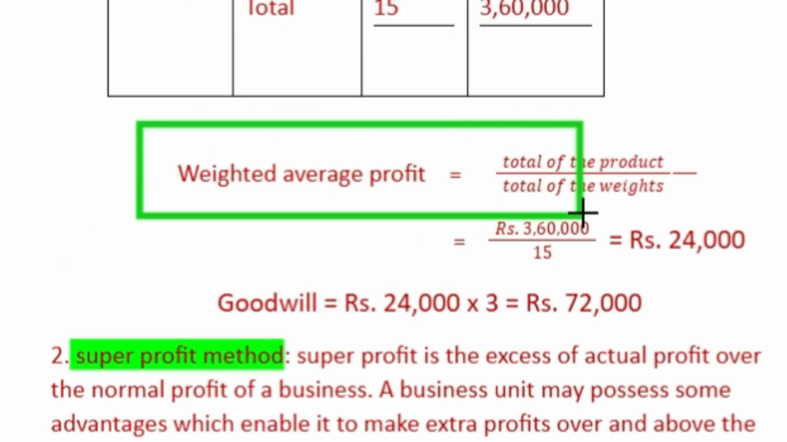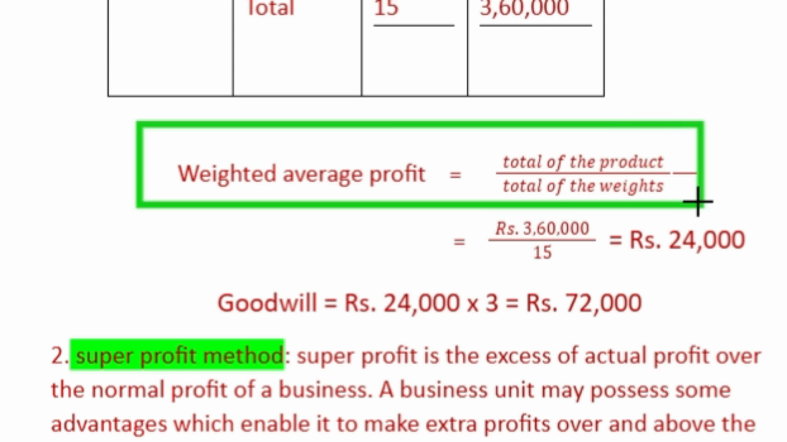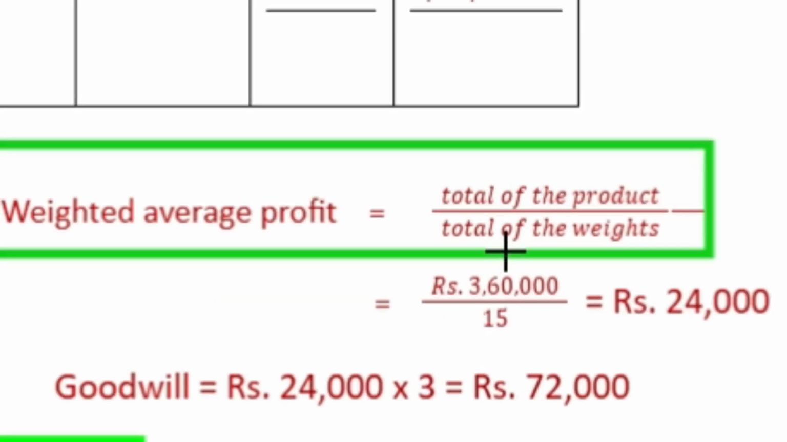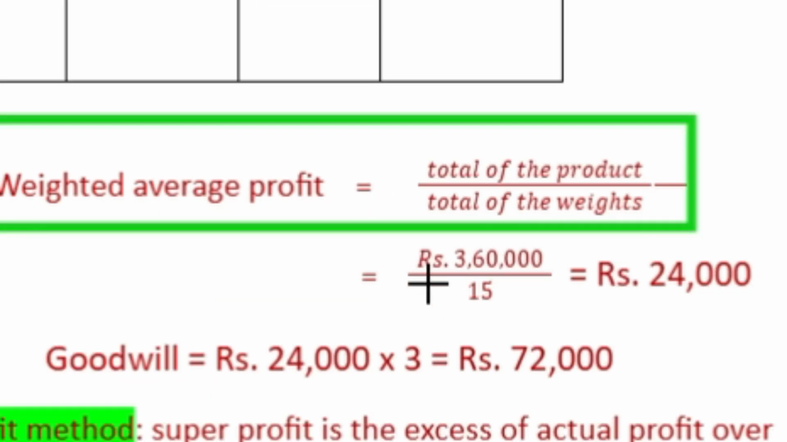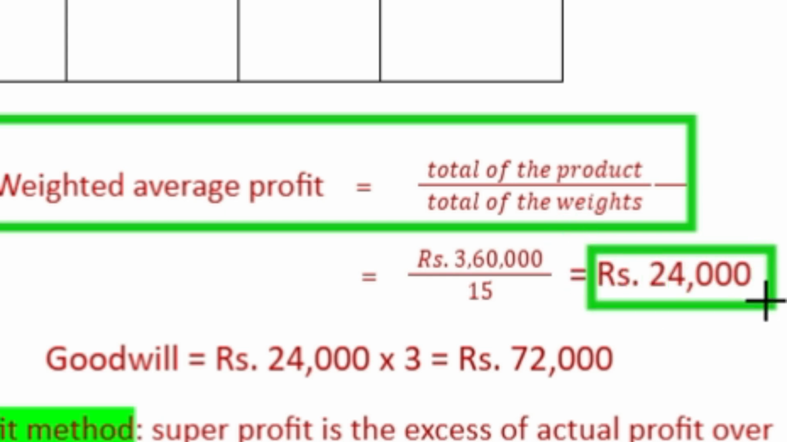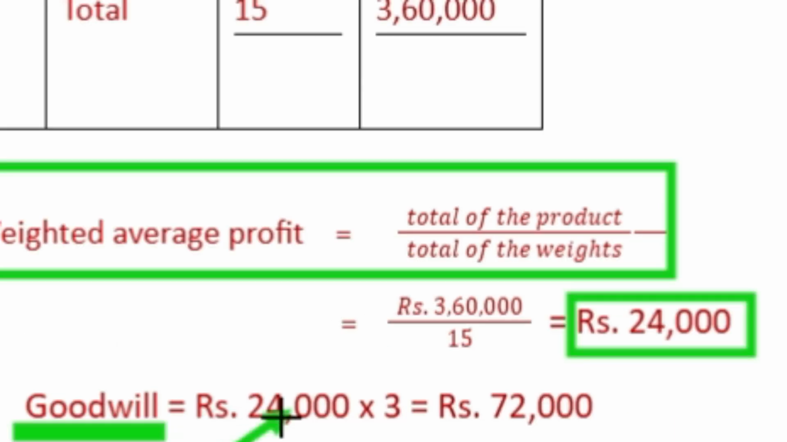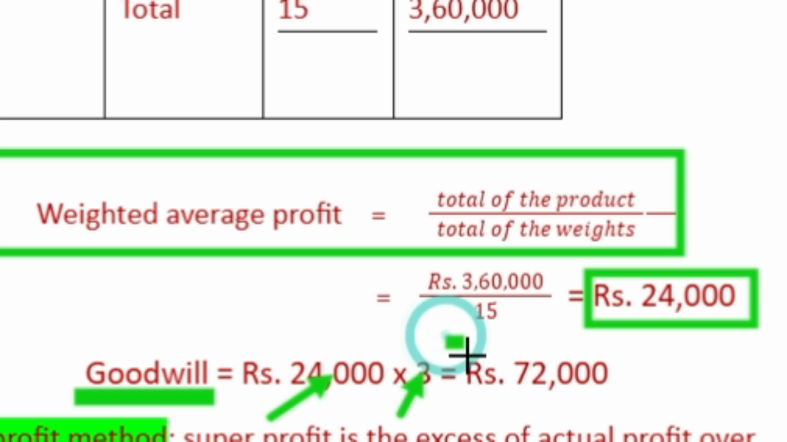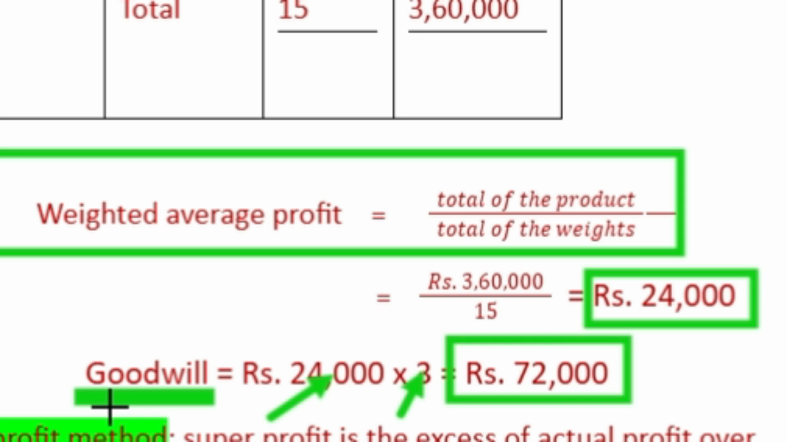This is how the weighted average profit calculation is done. Weighted average profit equals total of the products divided by total of the weights. So this is 3,60,000 divided by 15, and the amount is rupees 24,000, and it is given that it is 3 years purchase. So the value of goodwill is 24,000 multiplied by 3, equal to rupees 72,000. So this 72,000 is the value of goodwill of this partnership firm.